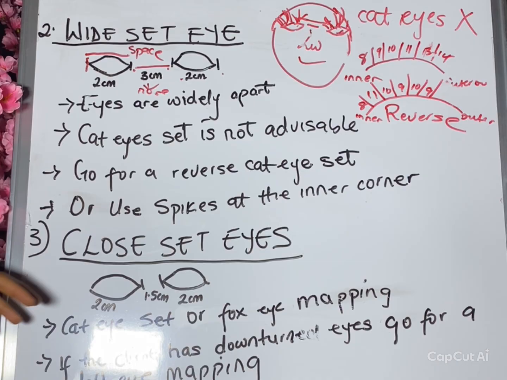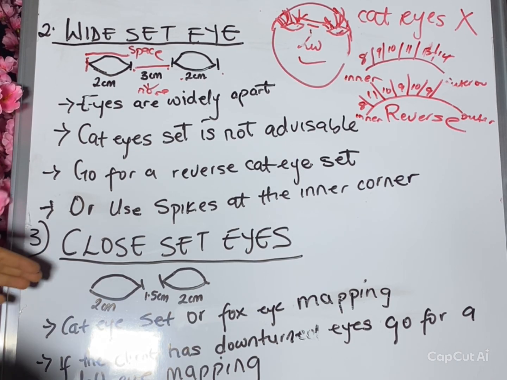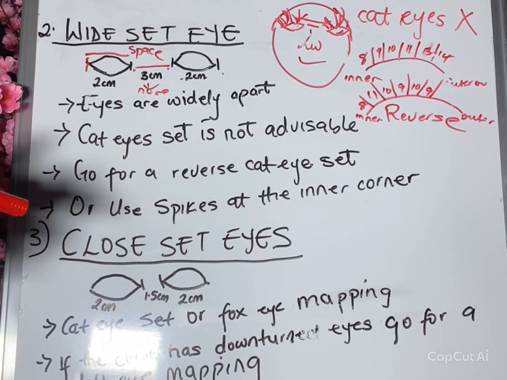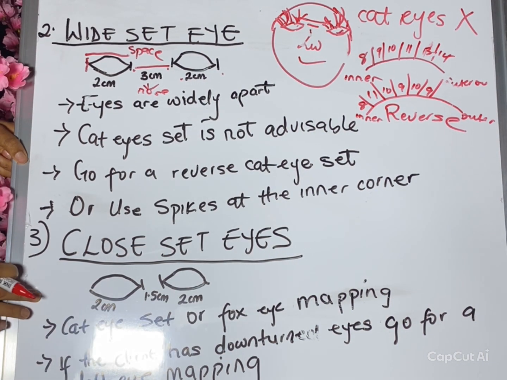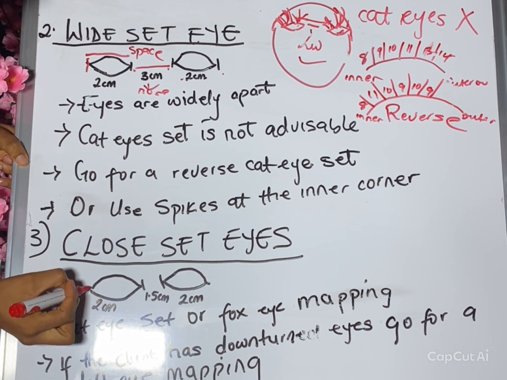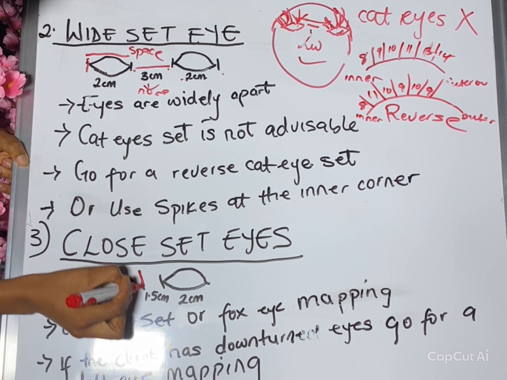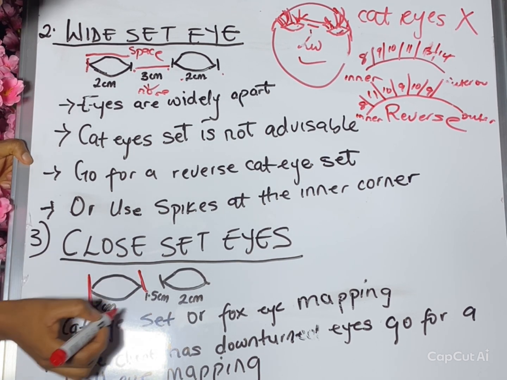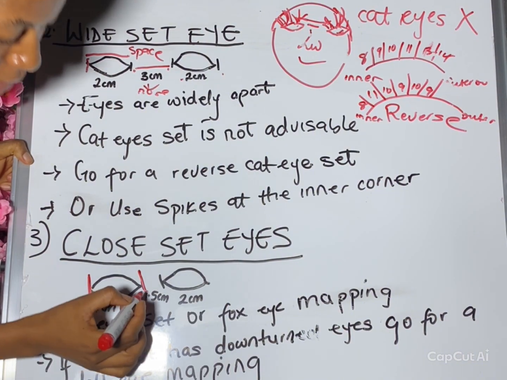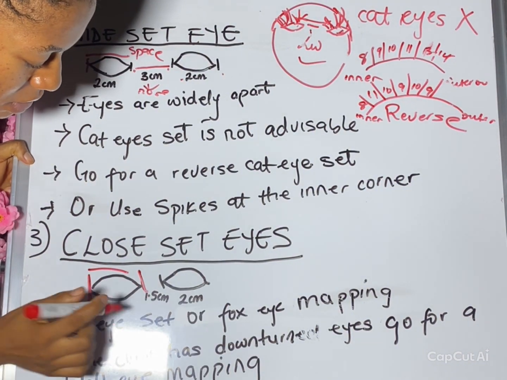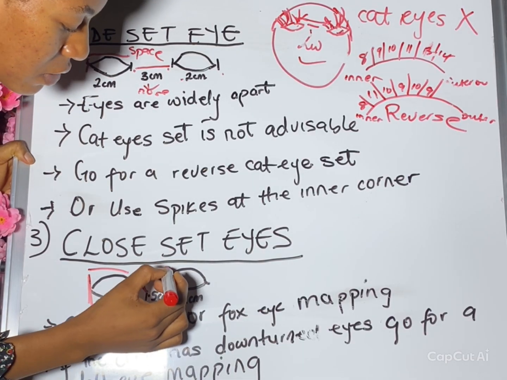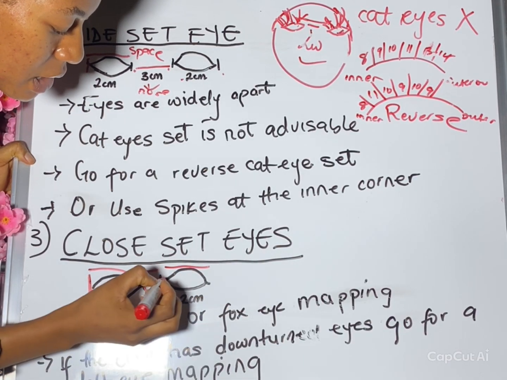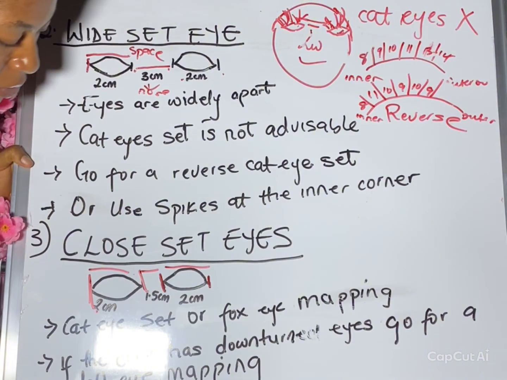Then close set eyes. Close set eyes, the eyes are already close together. We don't want to make them even closer. So for close set eyes, let's say this is the inner corner, this is the inner corner, this is the outer corner. If here is 2 centimeters, the distance from here to here is 2 centimeters, the distance from here to here is 1.5 centimeters, the distance from here to here is 2 centimeters, the inner corner to the outer corner.